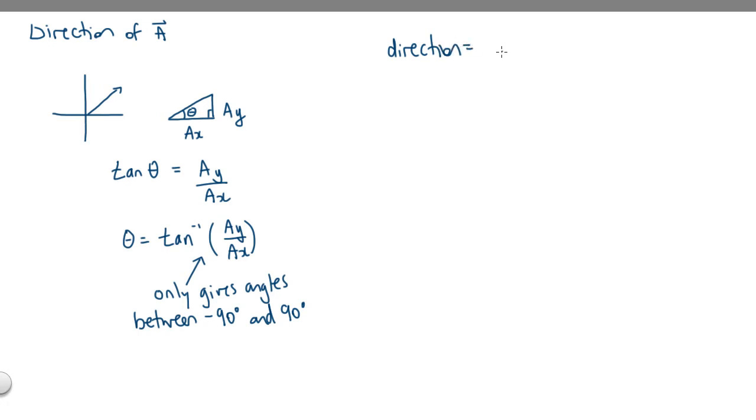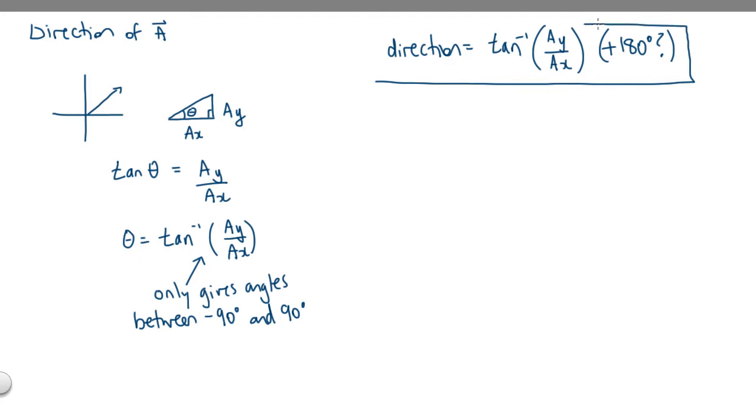The direction is going to look pretty much like arctan of our y component divided by our x component. But to make sure that we're able to get all possible angles here, we may need to add 180 degrees to this answer. So this is how I like to think about the general formula. The direction is arctan of our y component divided by our x component, and we may need to add 180 degrees depending on our particular vector.